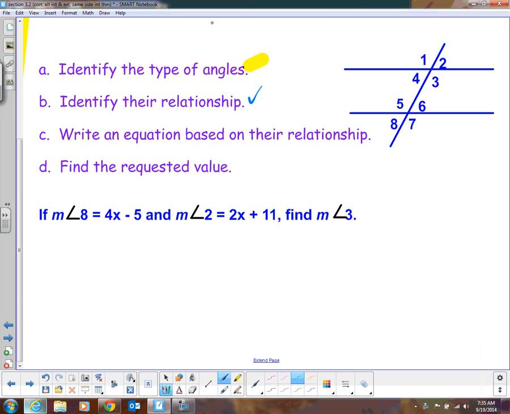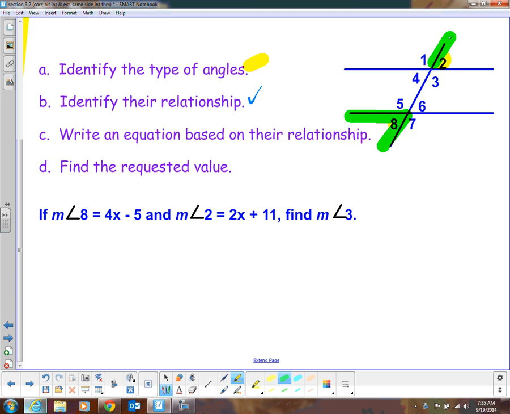All right, so we're going to identify the types of angles. We're going to look at angle 8 and angle 2. Now, if in doubt, if you don't know what type of angles those are, what can you do to these angles? You can trace their sides.